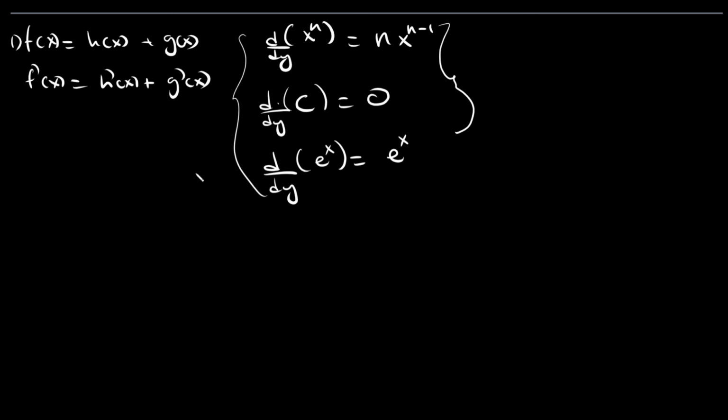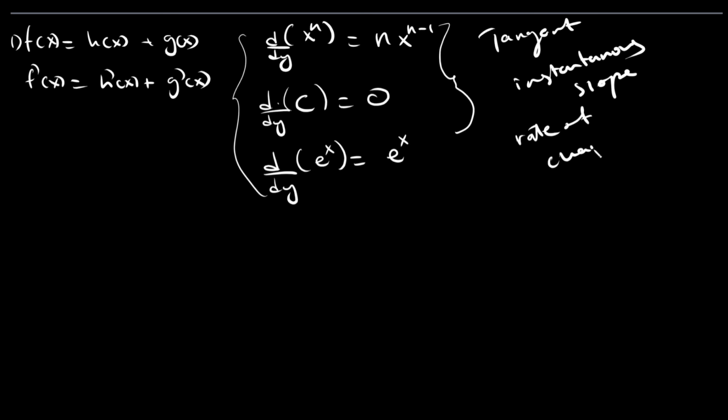Derivation is what we're going to use to find the tangent line. You can call it the tangent line, the instantaneous slope, whatever you guys choose to call it. You can even call it rate of change, because it is your slope.